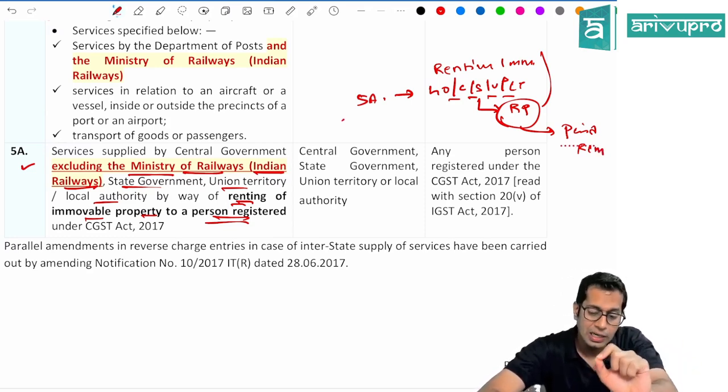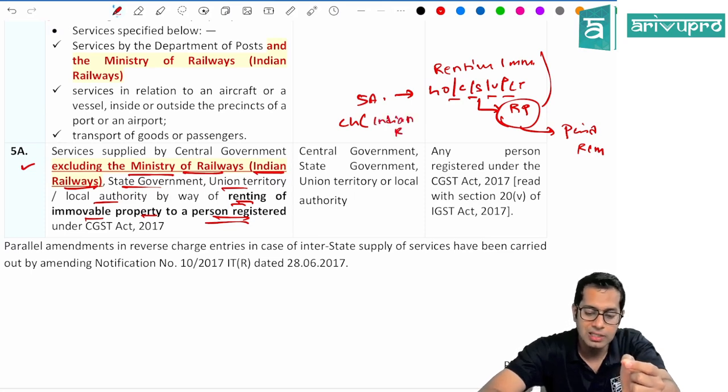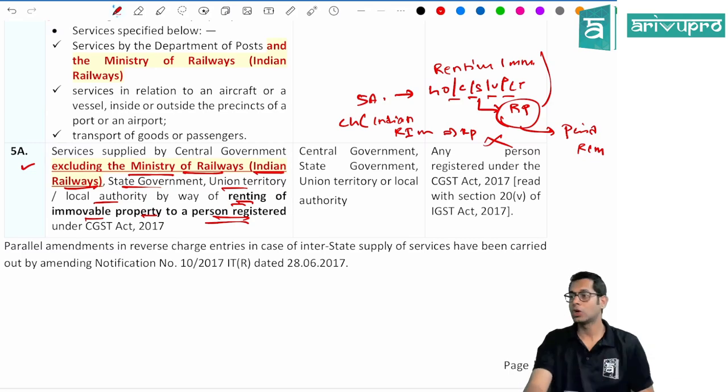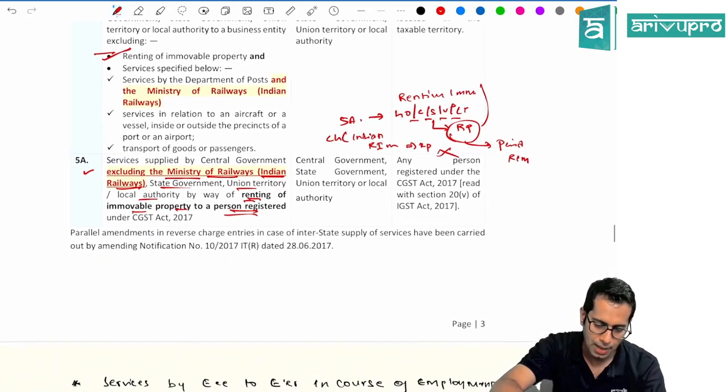However, if central government is giving services, and in central government, who is giving services? Indian Railway. If Indian Railway is giving services of renting of immovable property to a registered person, then RCM shall not apply. What shall apply? Forward charge only shall apply. So this is one amendment which is there.